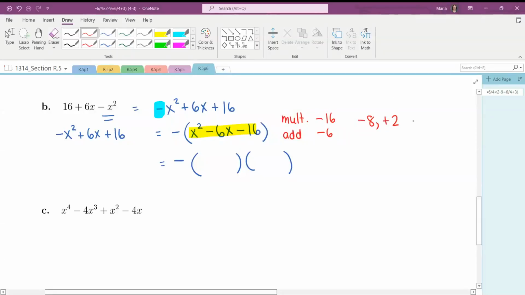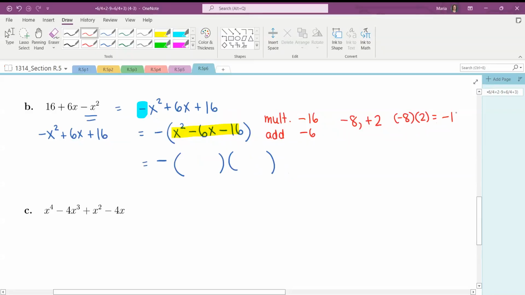It's going to be negative 8 and positive 2. If I multiply these together, negative 8 times positive 2, I'm going to get the negative 16. And then if I add them, negative 8 plus positive 2 is going to give me the negative 6. So these are the two numbers that we use right here to factor our polynomial.